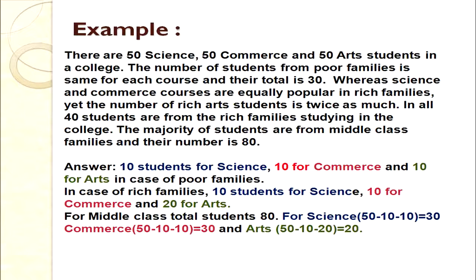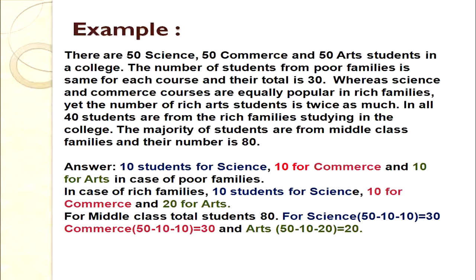So, first step, I will classify my raw data into science, commerce and arts for each of the categories: poor, middle class, rich class. So, let us see what we have learned over here from the whole question. 10 students for science, 10 for commerce and 10 for arts in case of poor families. The line is being given: the number of students from poor families is the same for each course and there is a total of 30. So, if you divide equally into 3 streams, we get 10, 10, 10. 10 for science, 10 for commerce, 10 for arts.